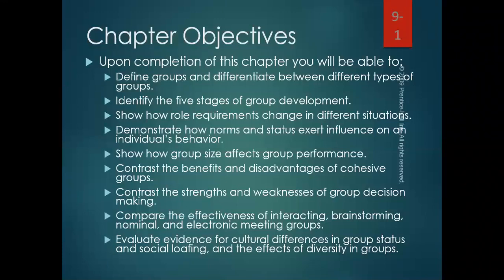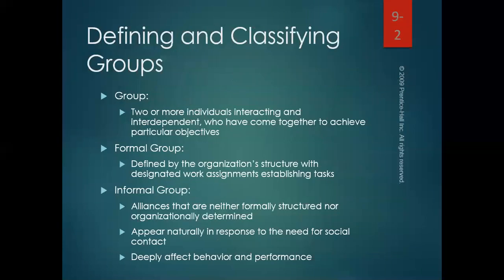A group is basically, you can see it here, two or more individuals interacting and interdependent who have come together to achieve a particular objective. This means that a group is a combination of two or more individuals, or we can say that individuals are motivated to come closer to achieve a common and shared goal. They achieve goals through integrated efforts.